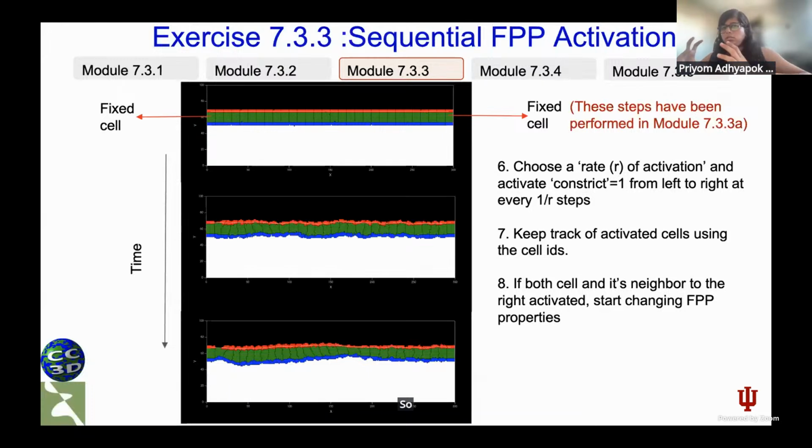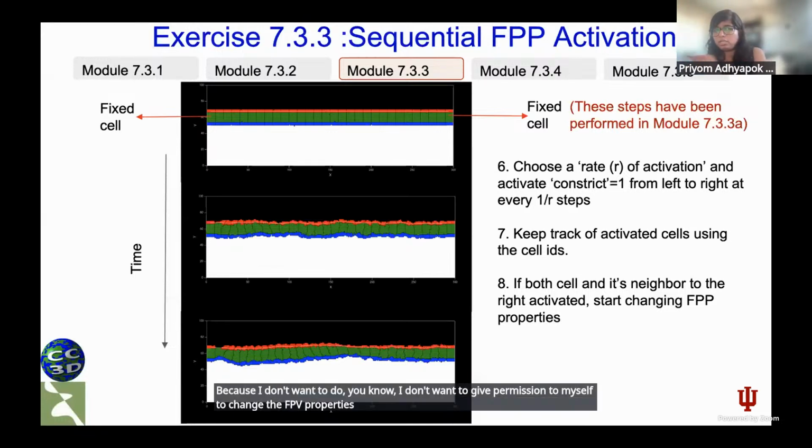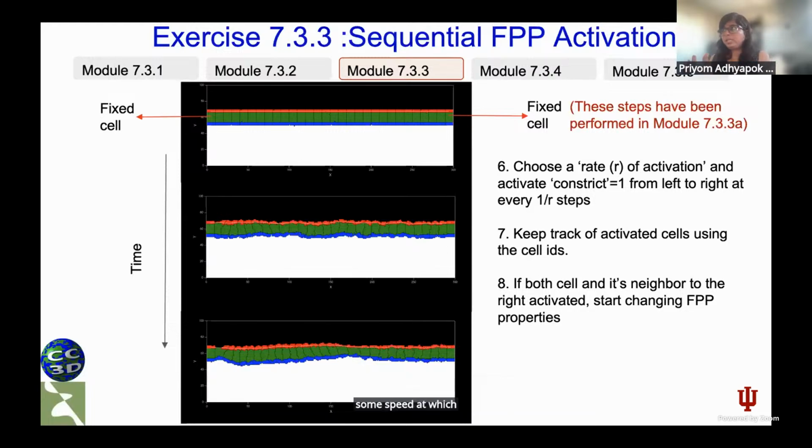So what I want to do is pick a particular rate of activation because I don't want to give permission to my cells to change their FPP properties continuously, right? I want to have some speed at which things are propagating across the tissue. So that's my rate of activation. And then what I want to do is if both my cell and its neighbor have been activated, I want to start changing the FPP properties.